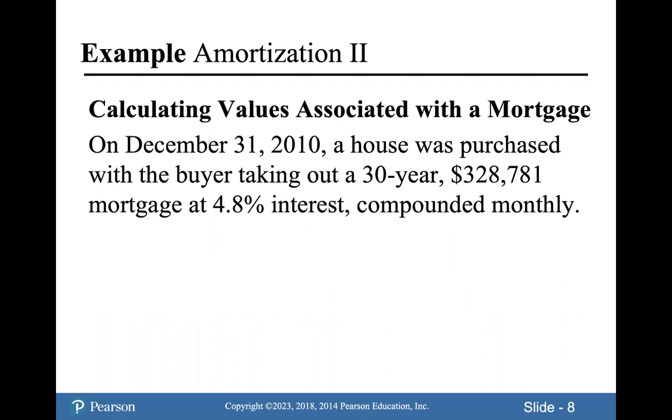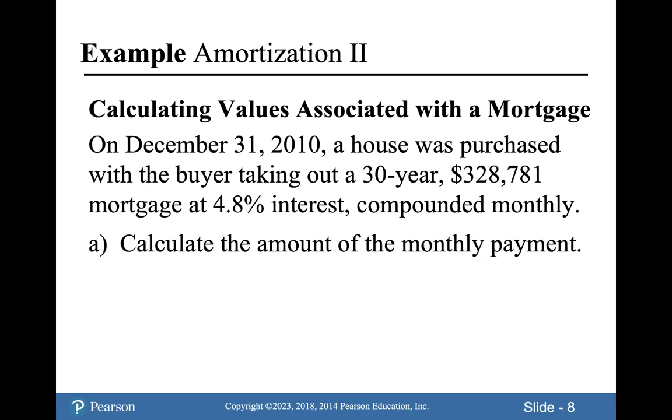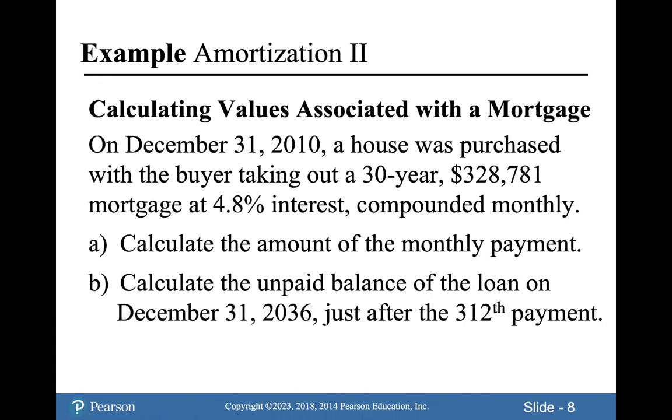All right, in the next example, on December 31st, 2010, a house was purchased with the buyer taking out a 30-year, $328,781 mortgage at 4.8% interest compounded monthly. First, we'll calculate the amount of the monthly payment. Then we'll calculate the unpaid balance of the loan on December 31st, 2036, just after the 312th payment.